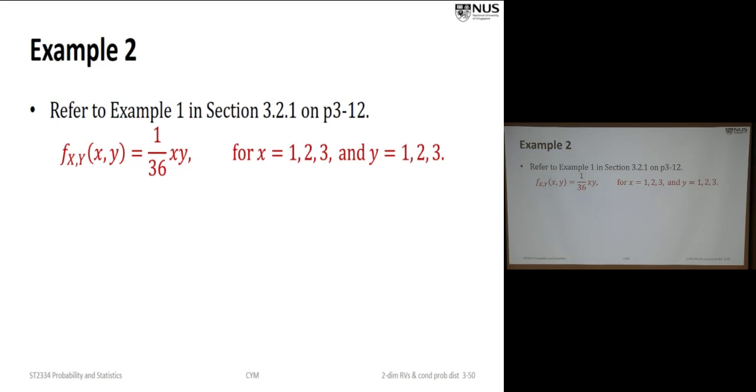How many of them? X takes the value 1, 2, 3. So for x equal to 1, can y equal 1, 2, and 3? So y can be 1, can be 2, can be 3. So for each value of x, you have 3 values of y. So it's 3 values of x, each of them has 3 values for y. So it's 3 times 3. So altogether there are 9 values for the joint PDF to be non-zero, and it's given by the expression 1 over 36 x times y.